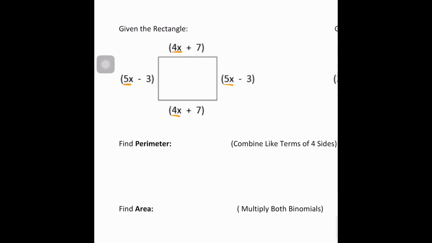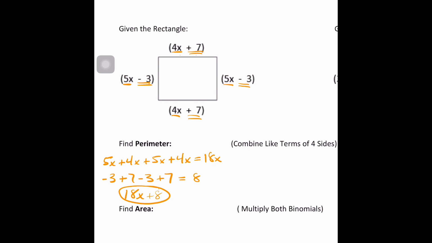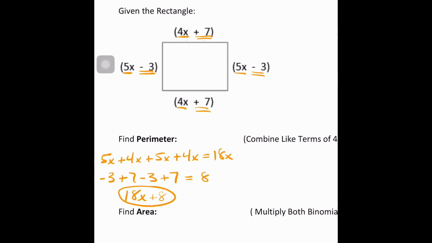Let me actually write that out just so you all can see exactly how it functions and flows. All right, and then we will combine the negative 3 plus 7, negative 3 plus 7. That will give us a positive 8. So let's just do this: negative 3 plus 7 minus 3 plus 7 equals 8. So your perimeter is just 18x plus 8. Circle that answer.